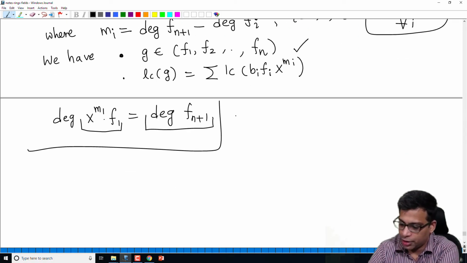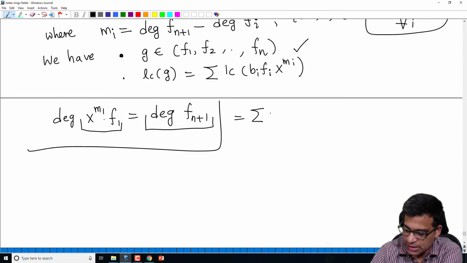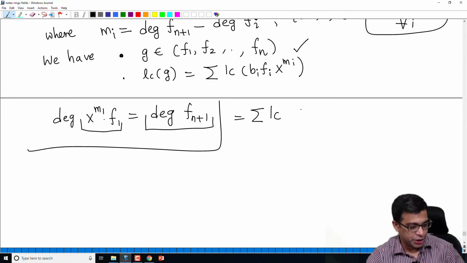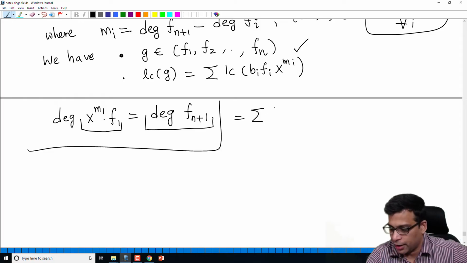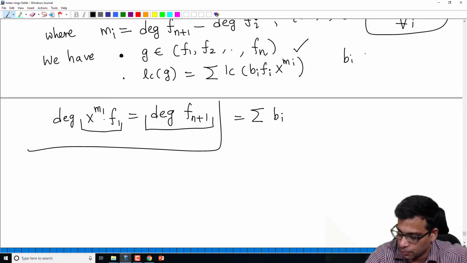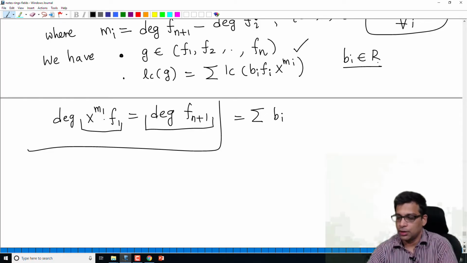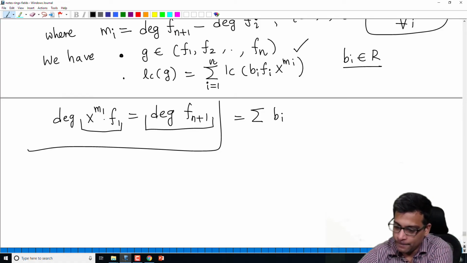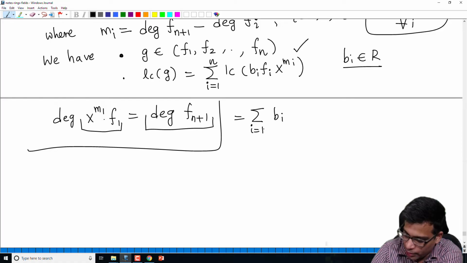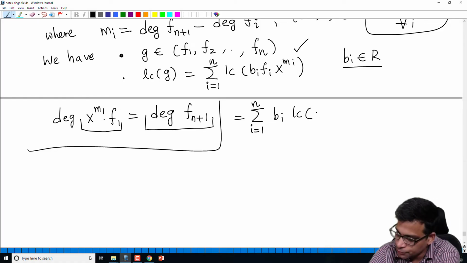But now continuing here, what is the leading coefficient of this? This is summation leading coefficient of, I can pull out Bi, right? Bi is actually a constant term. Bi is an element of R. So of course the summation goes from 1 to n. Summation from 1 to n, Bi times leading coefficient of Fi times x power mi.